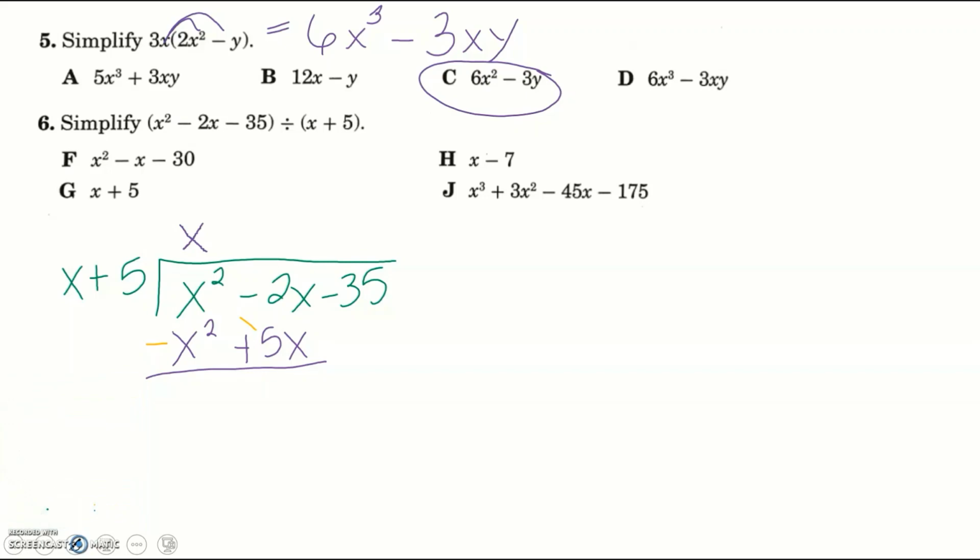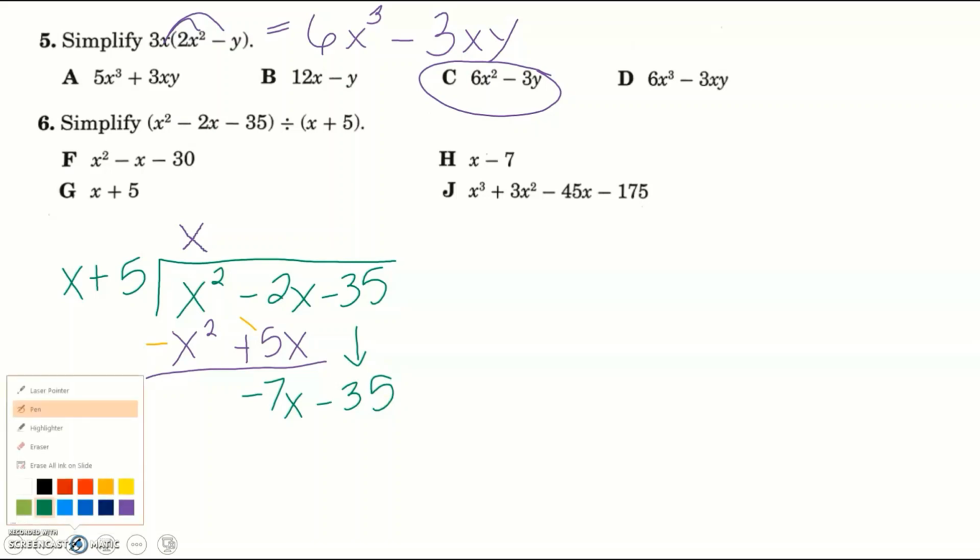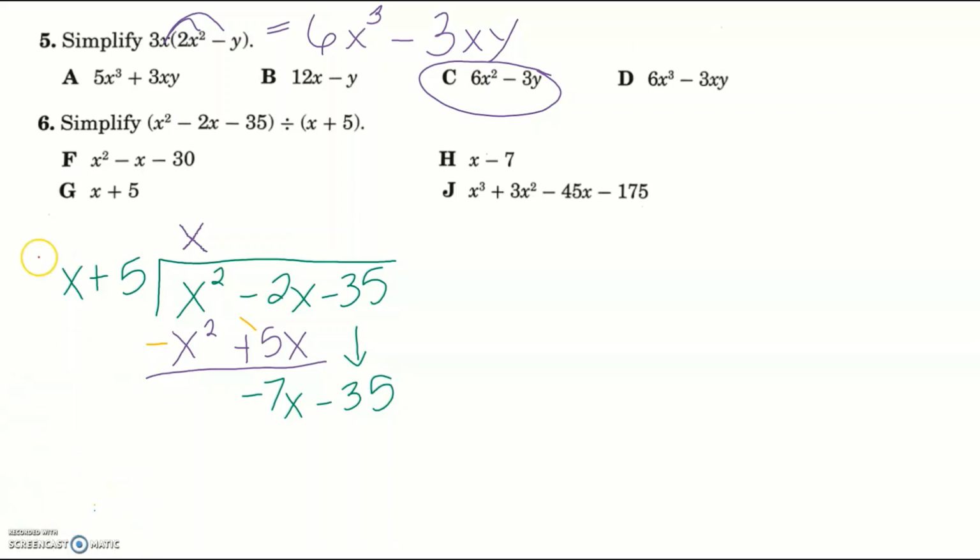When I do that subtraction, x squared cancels out. Negative 2x plus a negative 5x is negative 7x. And then I can bring down my negative 35. Now I'm looking at what times x gives me negative 7x, or what's negative 7x divided by x, and that would be negative 7. So I'll write that up top there with my x, and I need to check to make sure it works.